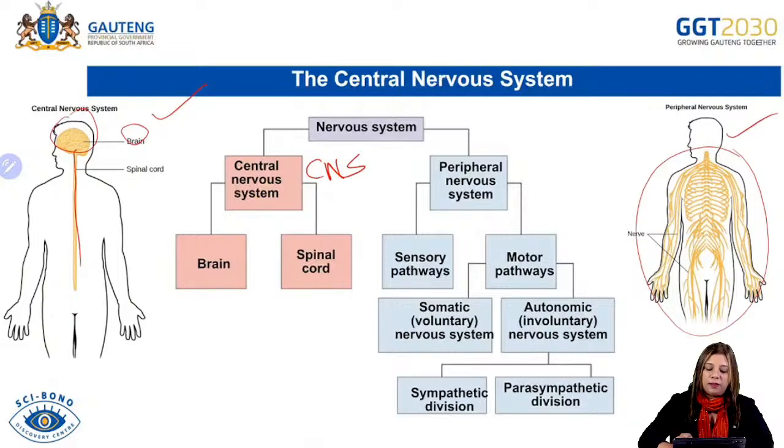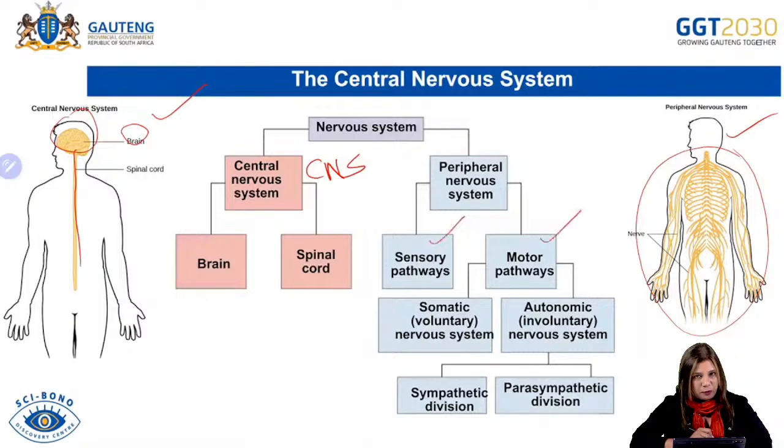So the peripheral nervous system on its own is divided into the sensory pathways and the motor pathways. Now already that word can tell us the sensory pathways, it carries impulses from the sense organs. So if you're having a problem, remember, look at the question, look at what it is saying.